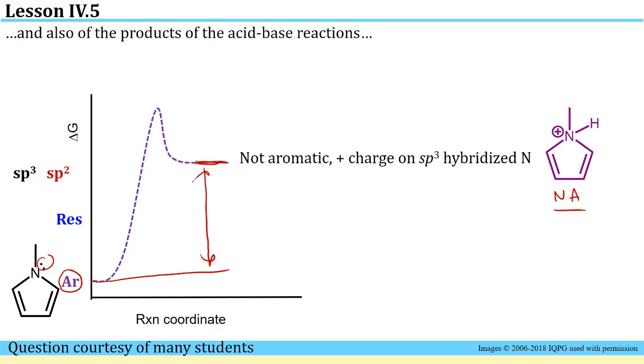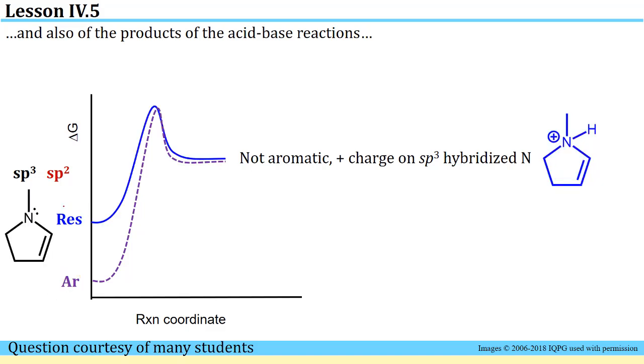And if I characterize what the product is, it's something that's not aromatic, and it's got the plus charge on this sp3 hybridized nitrogen. All right, so that's the first case. Well, what happens if we try to make this resonance stabilized species act as a base? We'll do the acid-base reaction. It starts off looking like this over here. Take the lone pair and give it to this proton. So we have the species on the right.